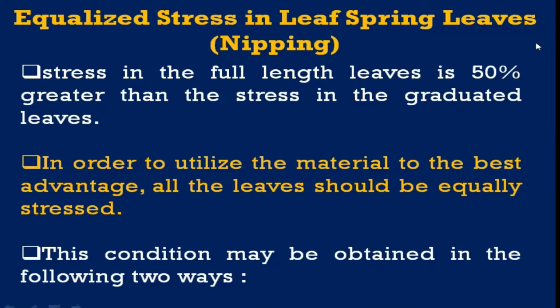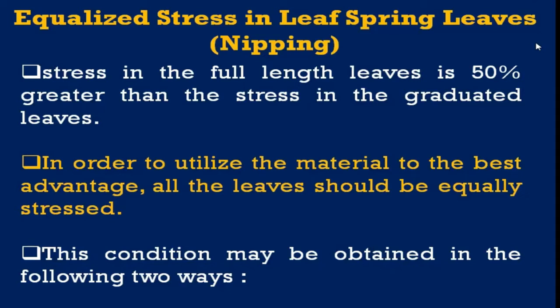Right, in the previous sessions, we have seen the fundamentals of leaf spring. Later on, the construction of leaf spring and various components in the leaf spring. These things we already discussed in the previous sessions. Now, another important thing in the leaf spring construction is how to get equalized stress in all the leaves of the leaf spring. This equalized stress in leaf spring is also known as nipping. Nipping in leaf spring.